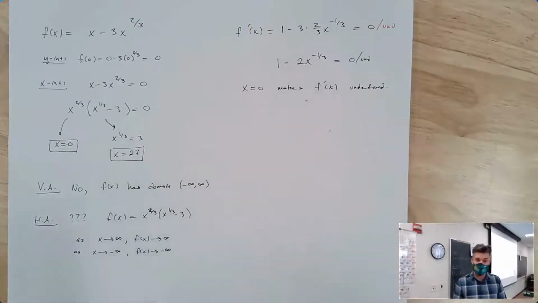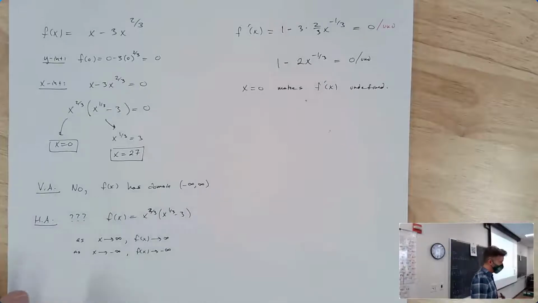People often make the mistake of saying 0 to any power is 0, whereas the correct statement is 0 to any positive power is still 0. 0 to a negative power is undefined, and 0 to the 0th power is a weird indeterminate form, which we'll talk about later with L'Hopital's rule.